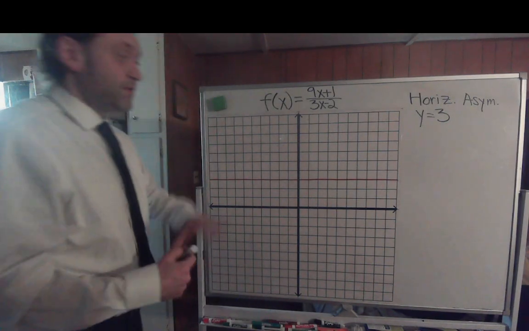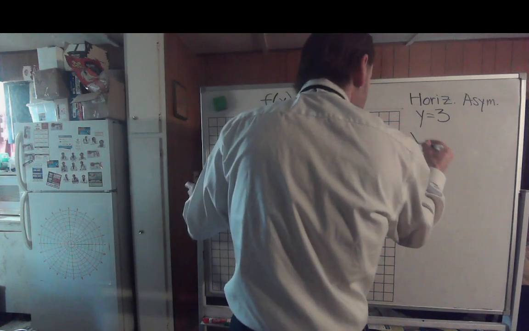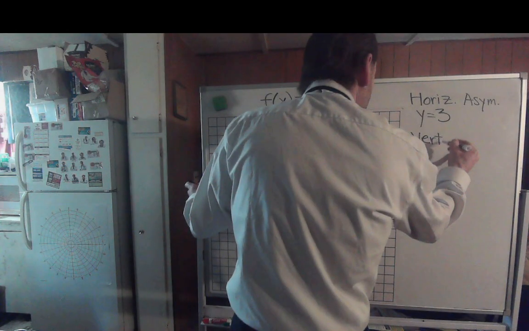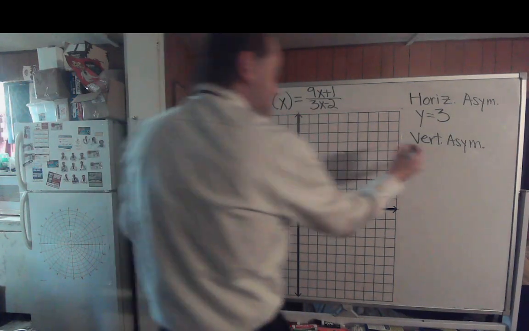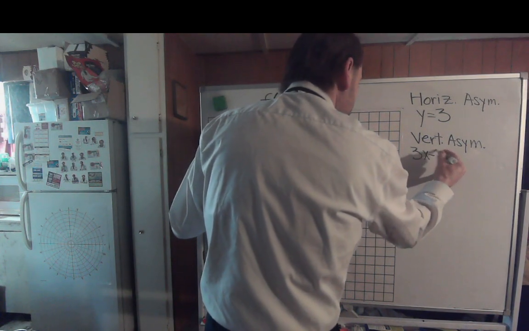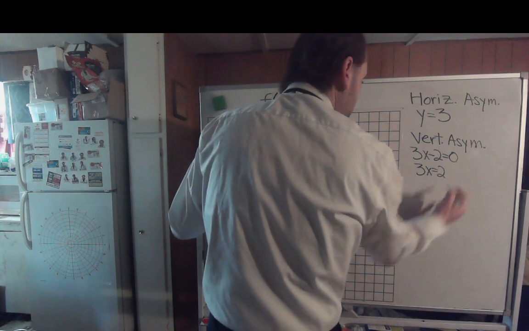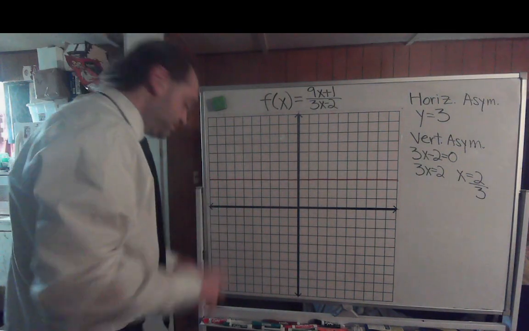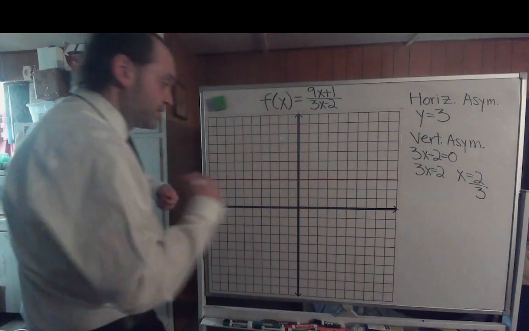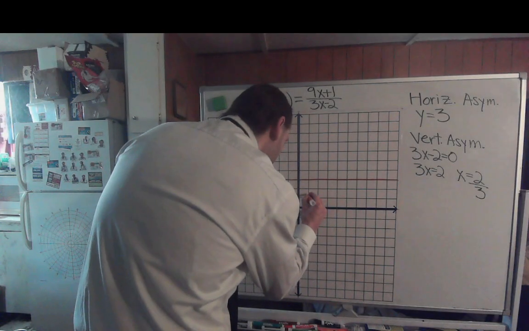Now, what about for the vertical asymptote? Again, take your denominator, set that equal to 0 for your vertical asymptote. So we would take that 3x minus 2, set that equal to 0. Well, you would get 3x equals 2, which would end up giving you a vertical asymptote of x equals 2/3. So your vertical asymptote would actually be at x equals 2/3. So that's going to be about right there.